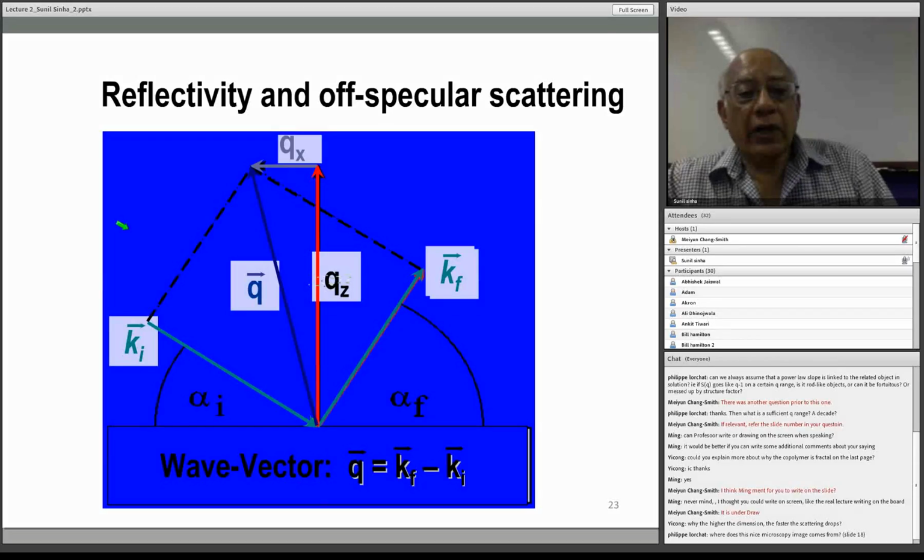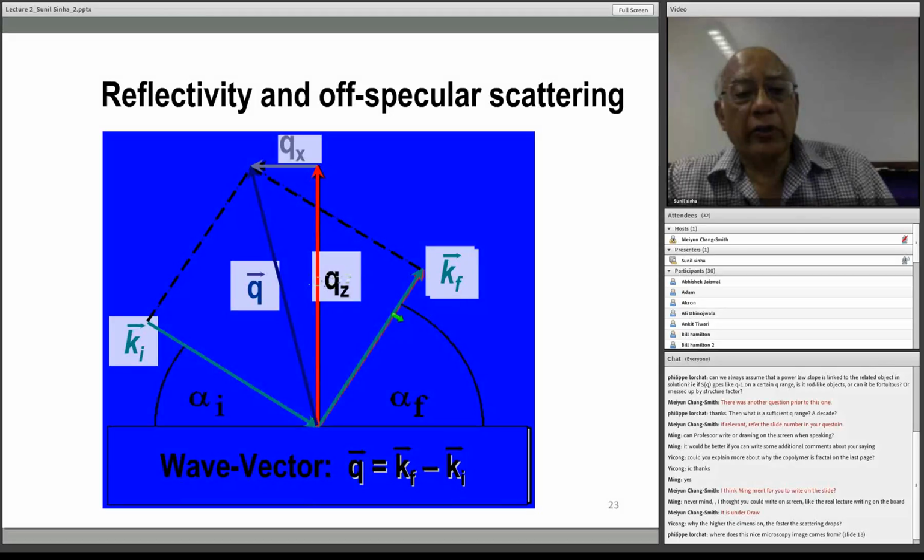Now here's the typical diagram for surface scattering. So here is the physical surface. Here is the incident wave vector making an angle alpha sub I, which is called the grazing angle of incidence. It's typically 90 degrees minus what's known in optics as the angle of incidence, which is the angle with the normal. This is the angle with the surface. It's called alpha sub I, the incident grazing angle of incidence. And the outgoing angle is alpha sub F, which is the outgoing grazing angle of scattering.